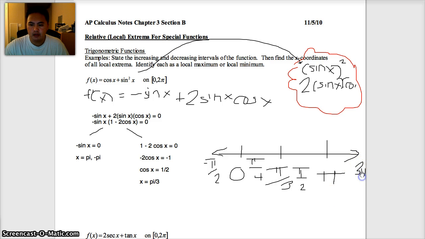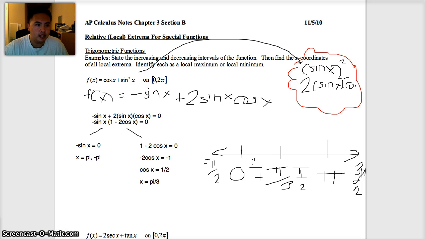Oh, 3 pi over 2. Okay. Now that I have my 4 numbers I'm going to test, remember I'm going to plug them back into my derivative, which was this one. Right? This is my original derivative. And now I'm going to start plugging in some numbers. First, I'm going to plug in negative pi over 2.